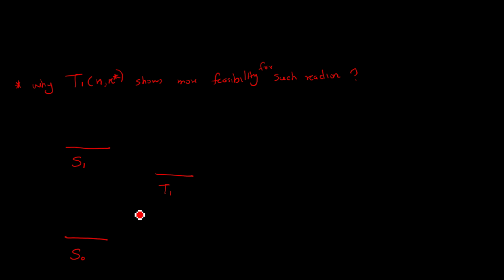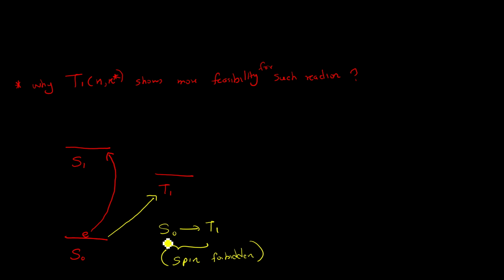Now when the photolysis happens, our electron is in this position. When light is absorbed, our electron gets excited into a high energy state, which is the singlet excited state. I hope you know that this excitation, this yellow process, S0 to T1, is not happening. Why? This is a spin forbidden transition. But this one, S0 to S1, is spin allowed.